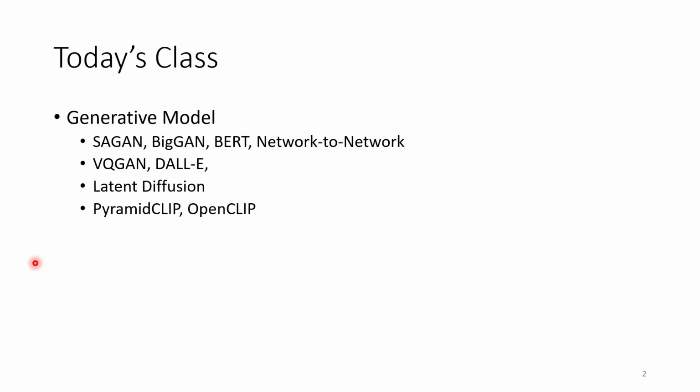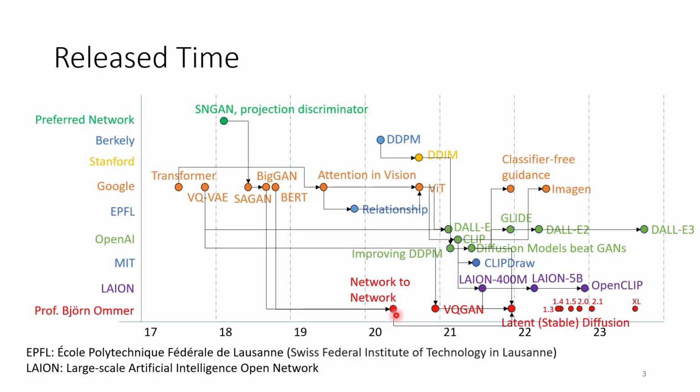I want to show you a paper, network to network. This paper was published by Professor Omar's lab, and the 1, 2, 3 works are continuous. If I want to clearly explain latent diffusion, the best way is to talk about their first paper, network to network. Then we can see the relationship between the two papers.